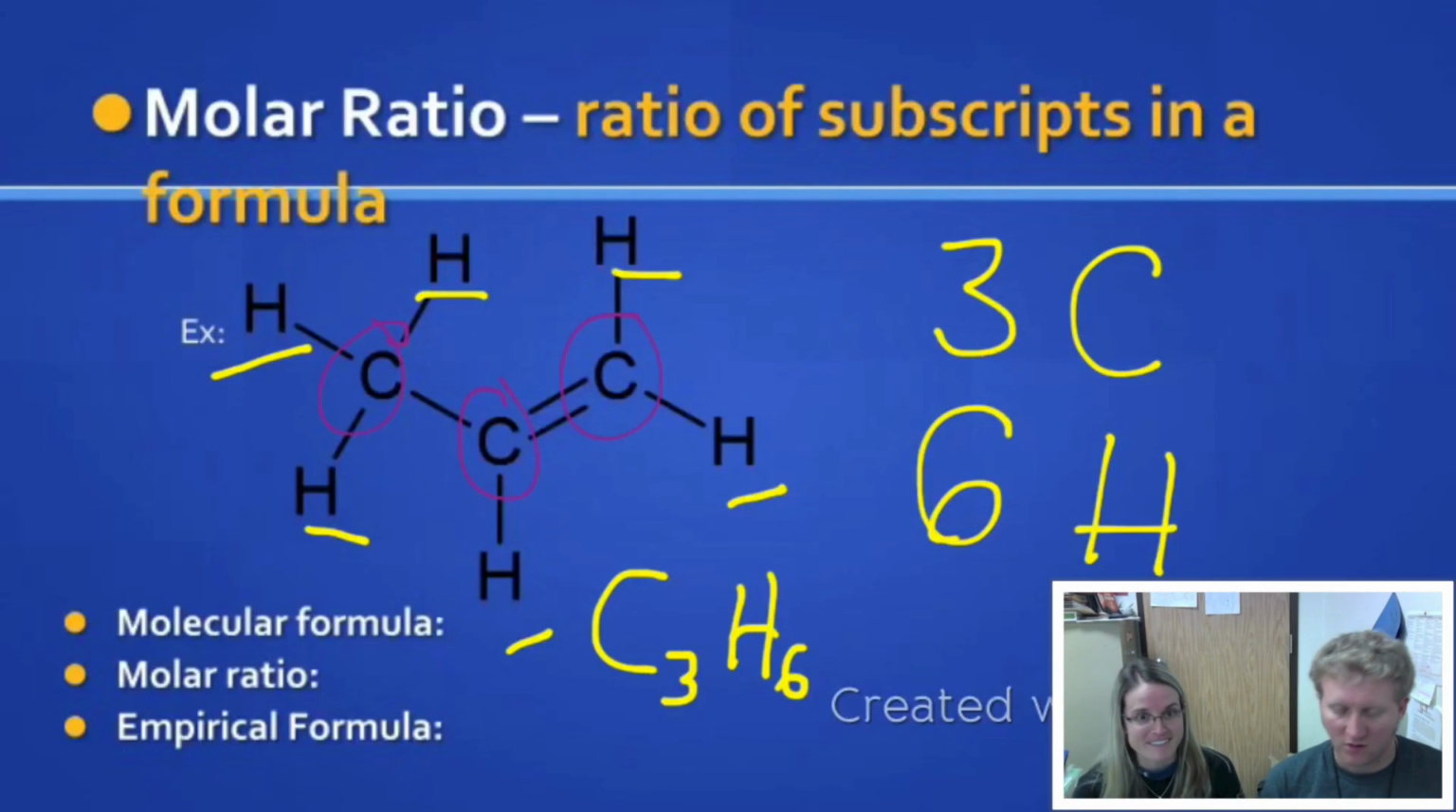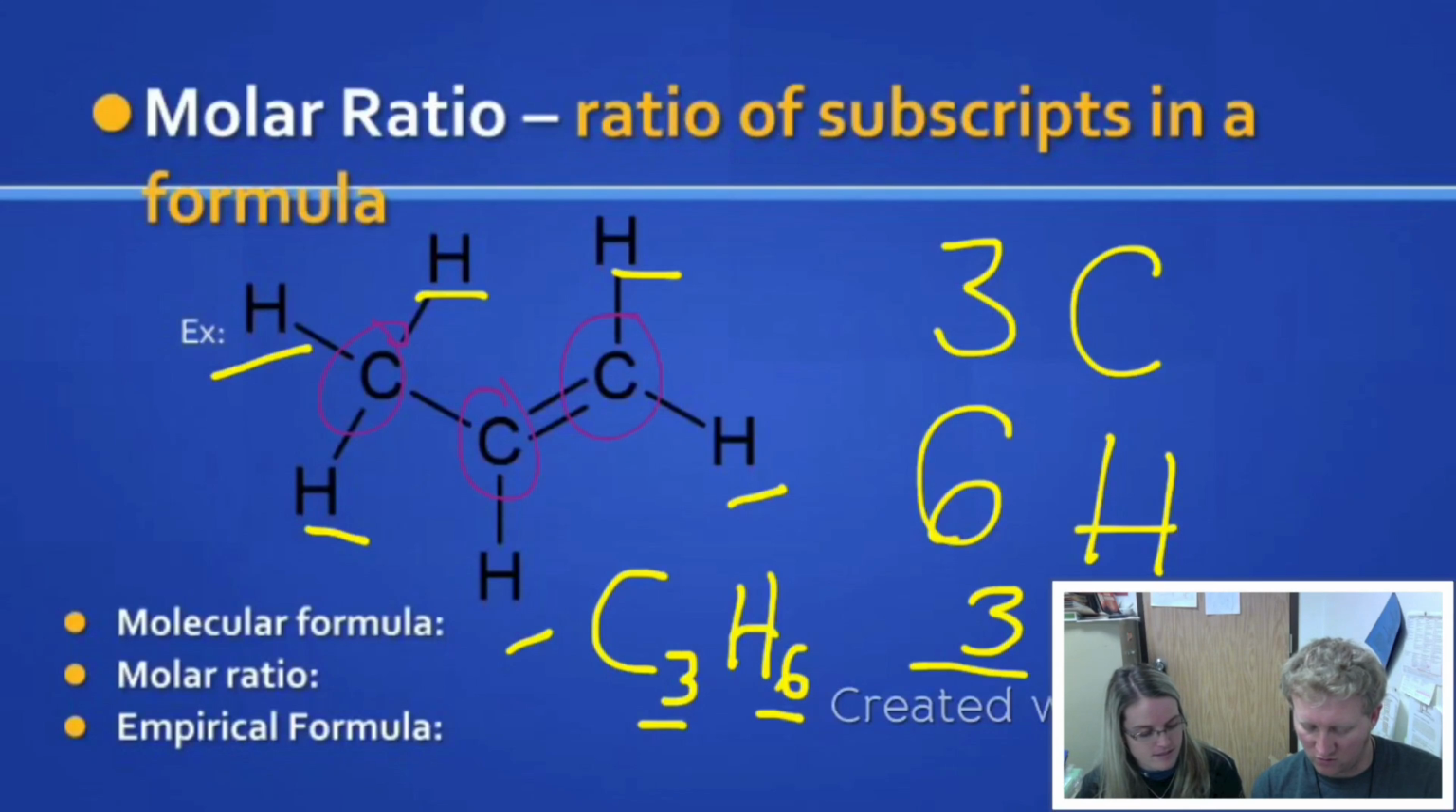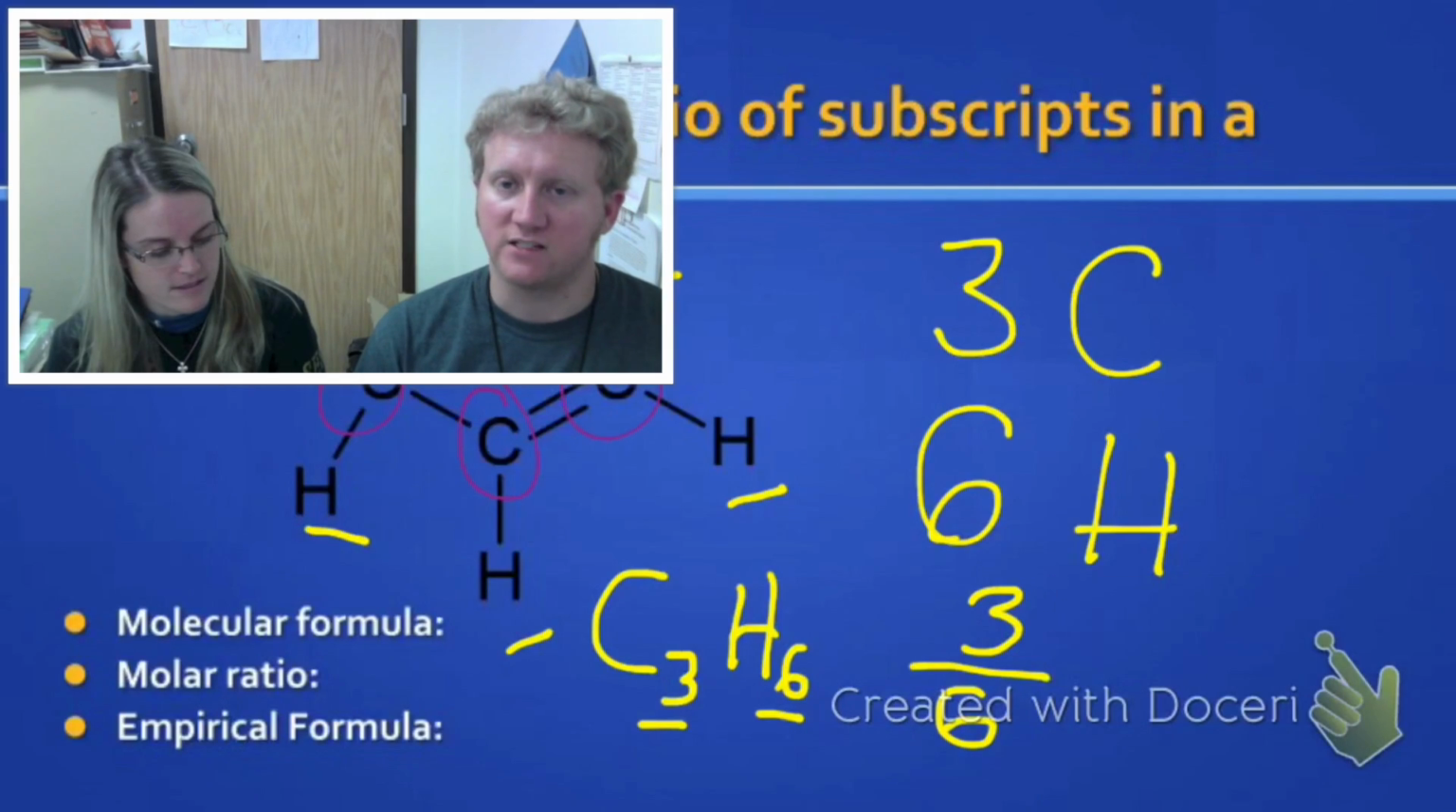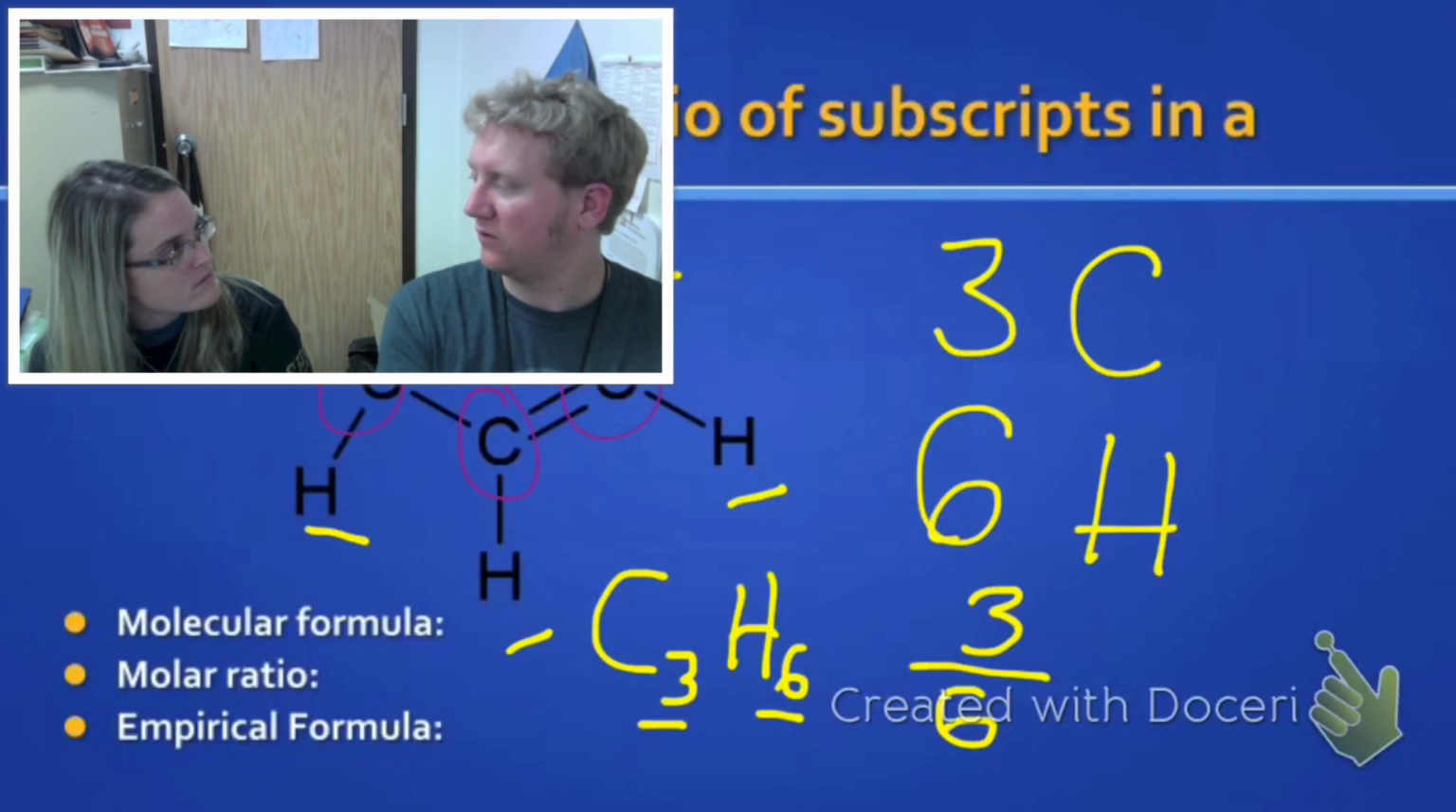Wow, this is super easy. I thought this was going to be much more intense. Okay, keep that in mind. The molar ratio would be the ratio of the subscripts. So the subscripts that we have are the 3 and the 6. So we would put 3 over 6, because that's how we do ratios.